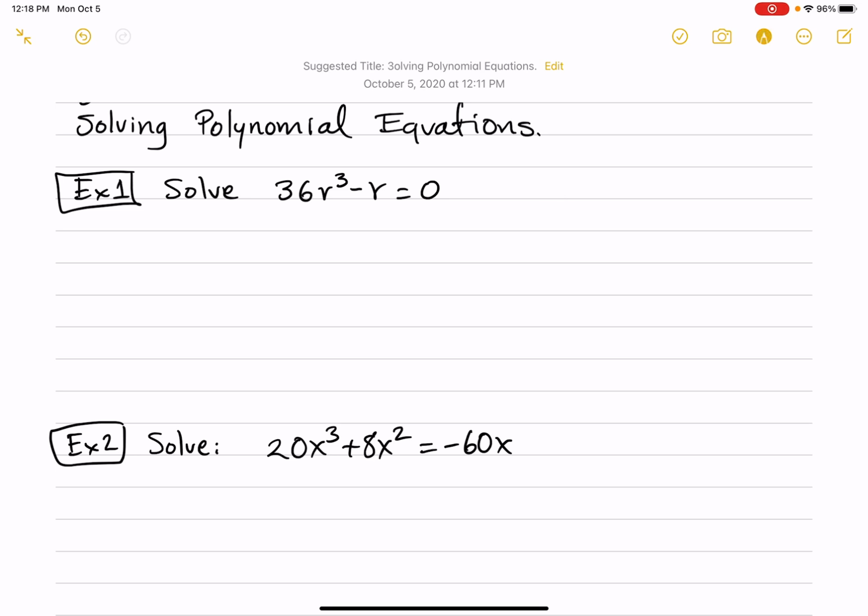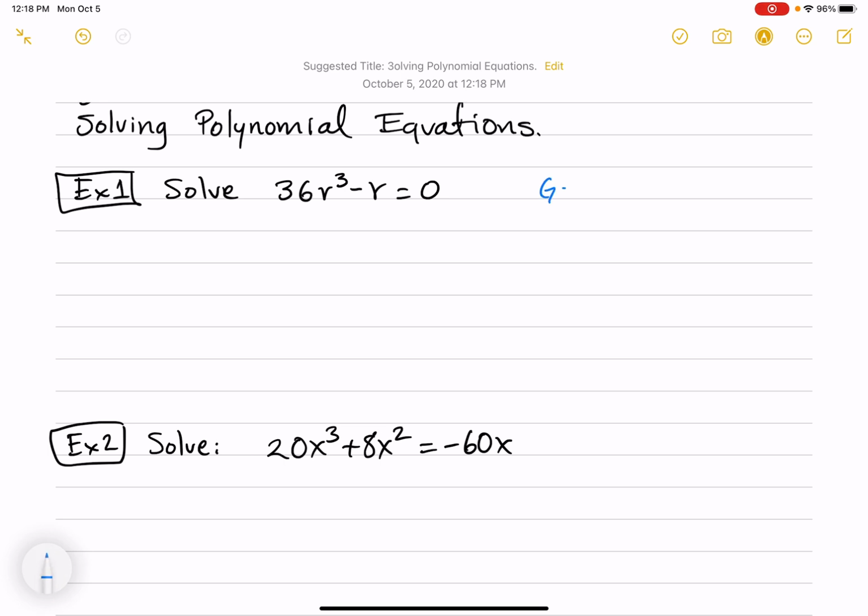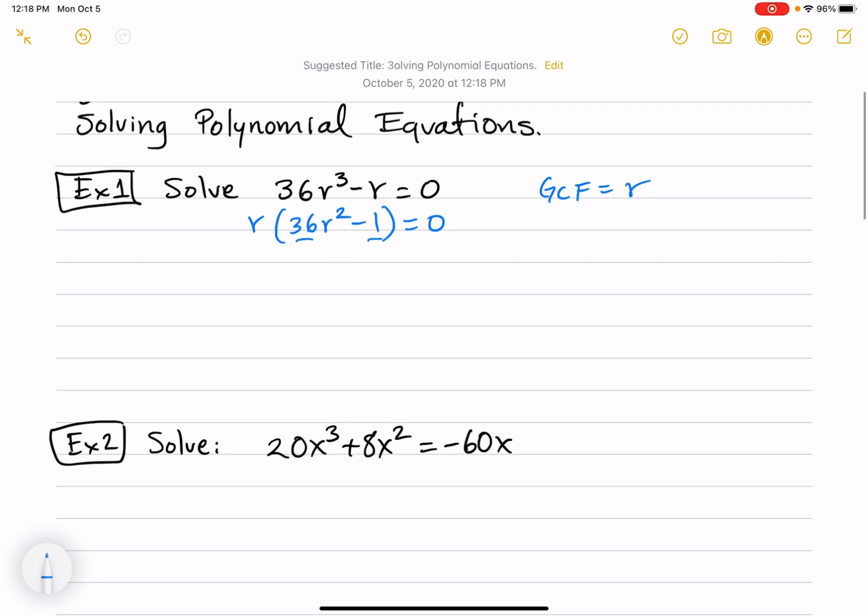We're going to start with finding the greatest common factor, so that we can then use the zero product property. Here, the greatest common factor on the left side is r, because both of the terms are divisible by r. So factoring out the r, we get r(36r squared minus 1) equals 0. Now please recognize that 1 and 36 are perfect squares, so this is the difference of two squares.